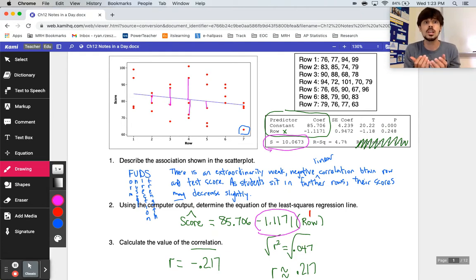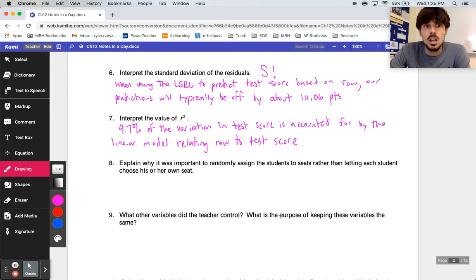4.7% of the variation. In other words, that's terrible. The row you sit in has very little to do with why you might get a certain test score here. So the actual script talks about how 4.7% of the variation in y, in test score, is accounted for by the linear model which relates test score to the row that you sit in. Okay, so I'm going to put that script up for you all. All right, so there is our script for R squared written out.